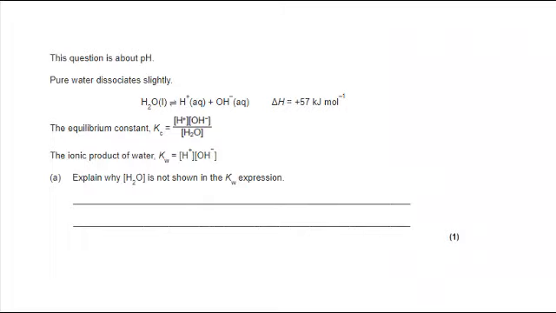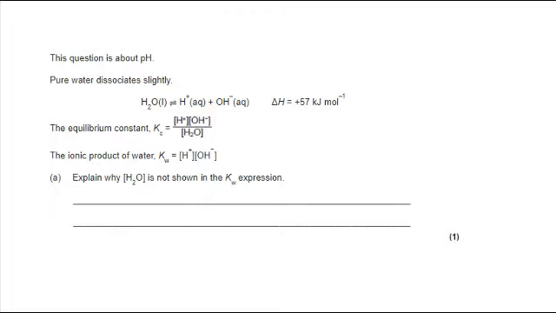Okay, so now you've had a chance to try it for yourself, let's take a look at the answers. This question is about pH. Pure water dissociates slightly, and we're given the enthalpy value for it. Delta H is positive 57 kilojoules per mole. We're given the equilibrium constant, and we're given the ionic product of water. First question, why is H2O not shown in the Kw expression?